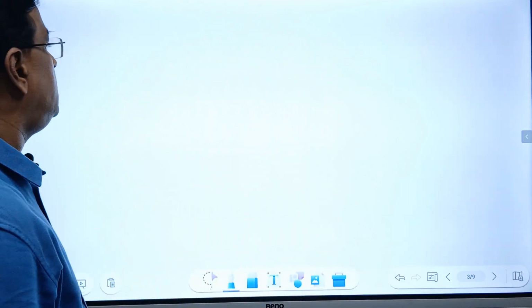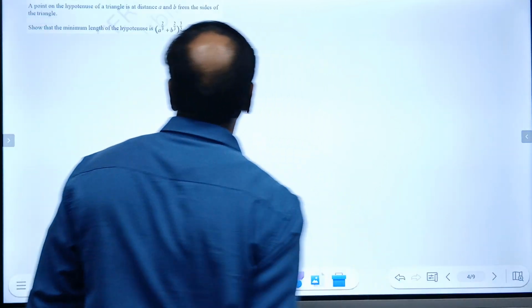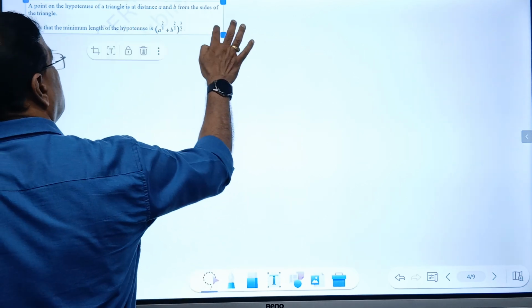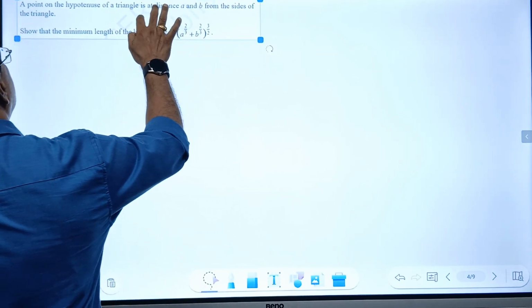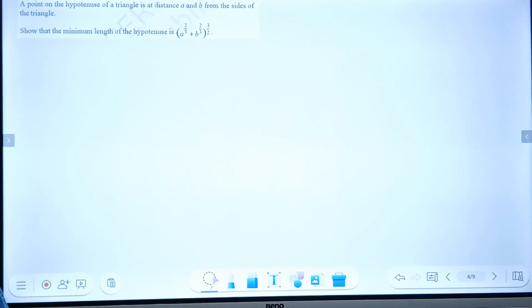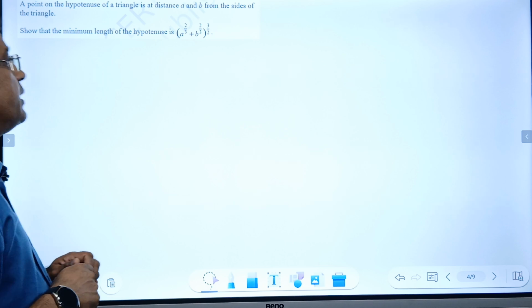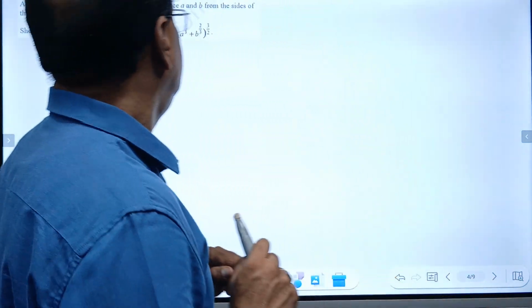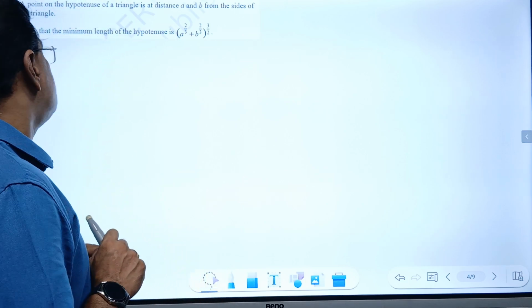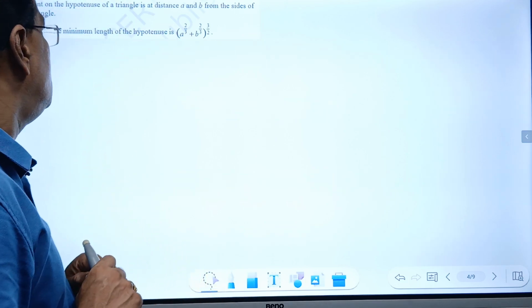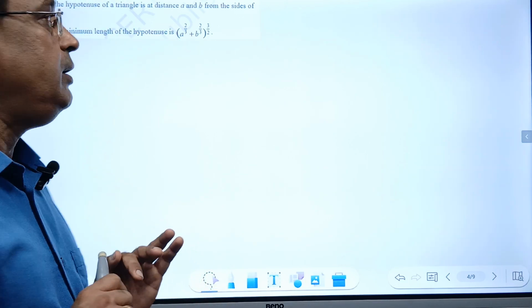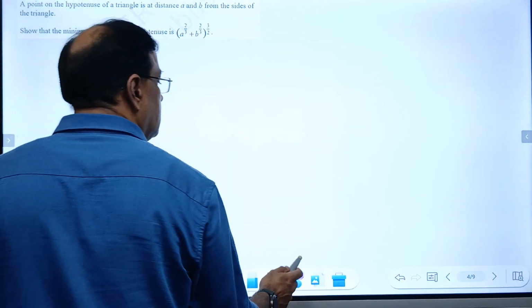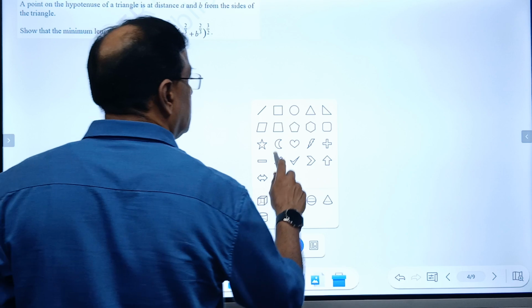Now let's go to the next problem. Now here, this is again an NCERT question, and it's a very important question. Now what is the question? A point on the hypotenuse of a right angle triangle is at a distance small a and small b from the sides of the triangle. Show that the minimum length of the hypotenuse is given there. Okay, so let's go one slowly and check what is given.